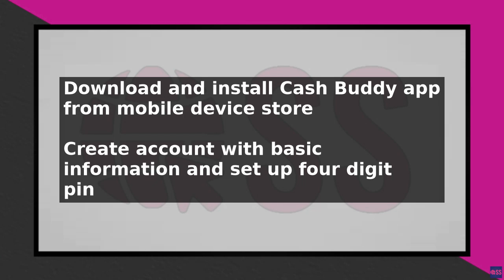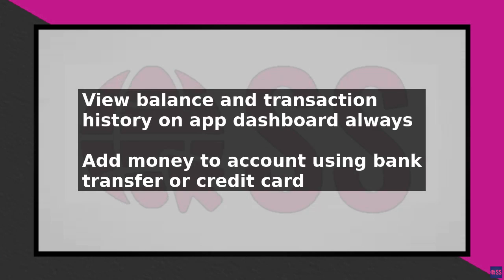After creating your account, you will be taken to the app's dashboard where you can view your current balance, transaction history, and available cashback offers. To add money to your CashBuddy account, navigate to the Add Funds section and select your preferred payment method, such as bank transfer, credit card, or debit card.